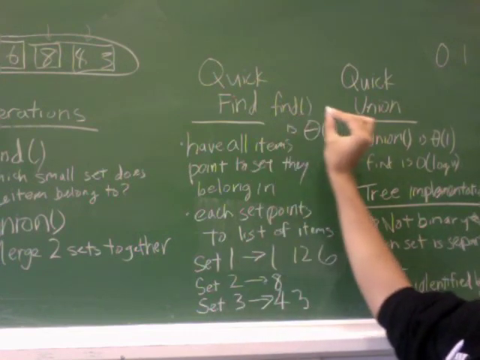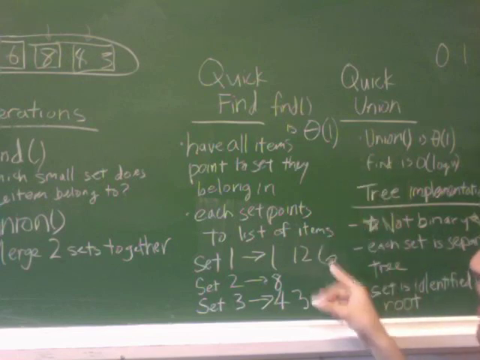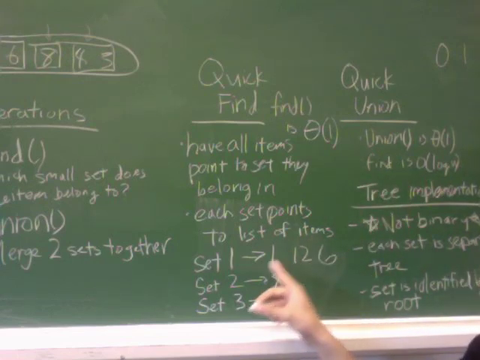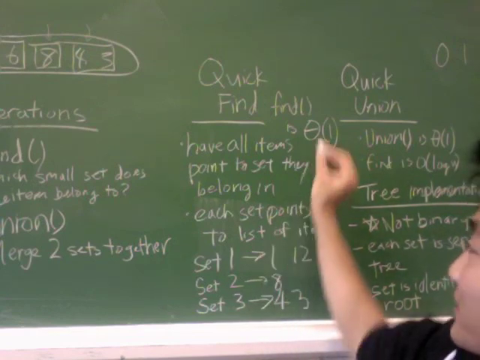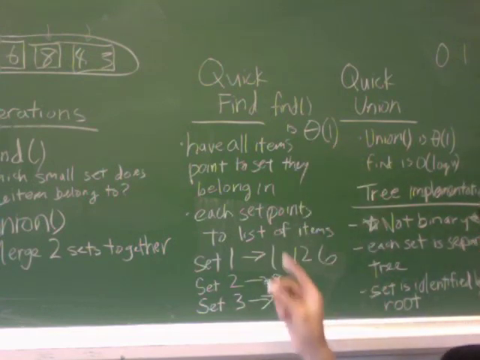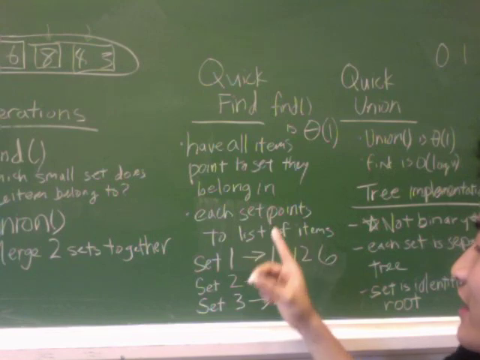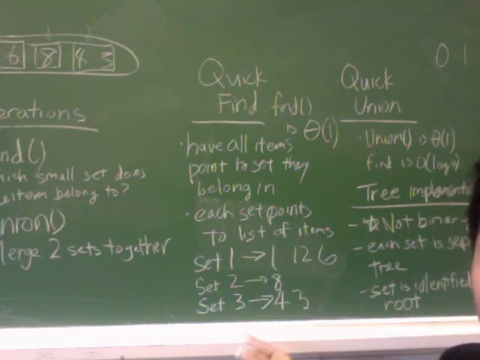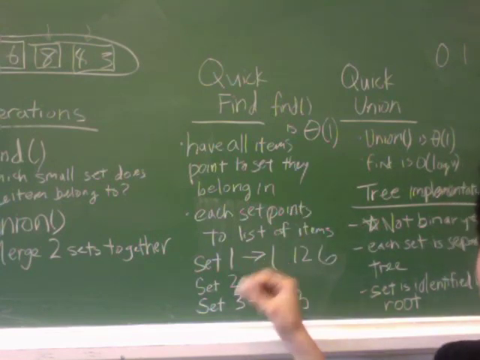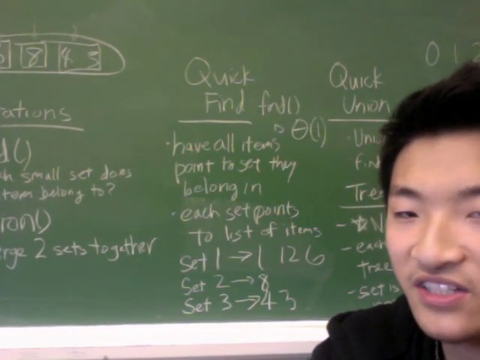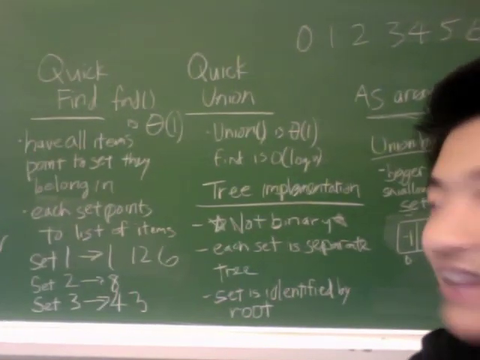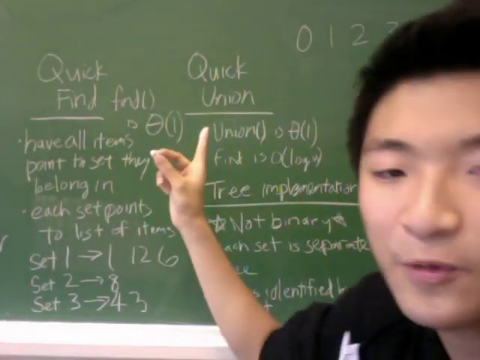Find is constant because all you have to do is look at the item and see which set the item points to. Follow the pointer and it's constant time. Union, however, is not constant here. It's linear because you have to go through each element and adjust its pointer based on how the new arrangement looks.